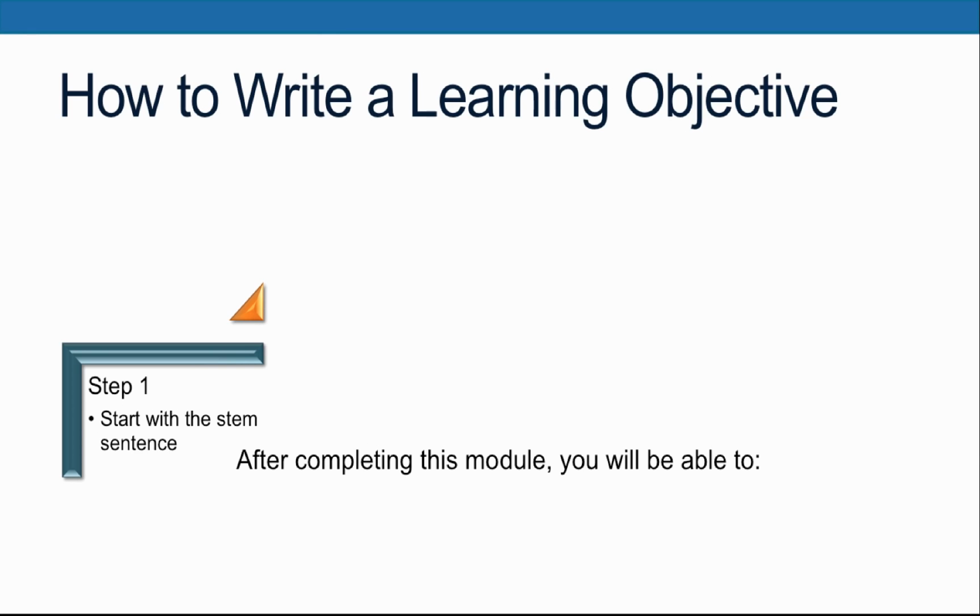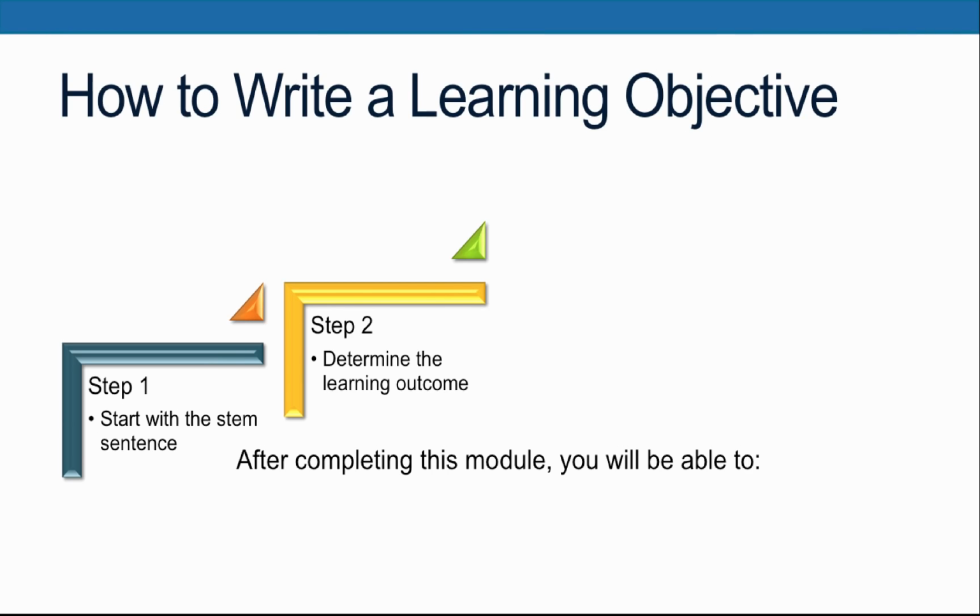Next, determine the learning outcome. Think about what it is that you want the students to be able to do, and then think about how you will know that they understand what you've taught them. What is the outcome or product that they will do or produce that demonstrates that they've mastered the concept?